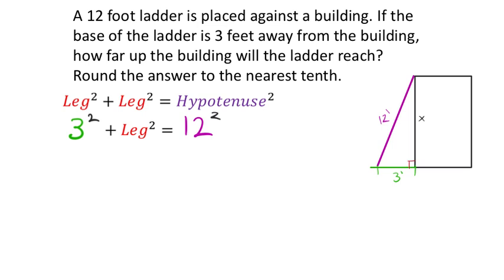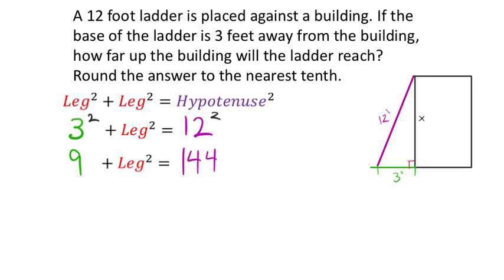Now, I put leg right there. If you said, yeah, but you used x over here, and shouldn't you use x right here? You can. It doesn't matter. It means the same thing. They're both variables. We don't know what they are yet. So let's go ahead and put this in. So 3 squared is going to give us 9. 12 squared is 144. So now I got 9 plus the leg squared equals 144.